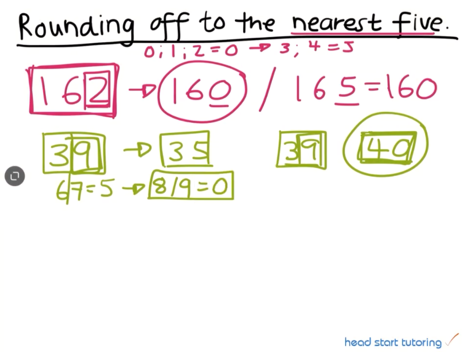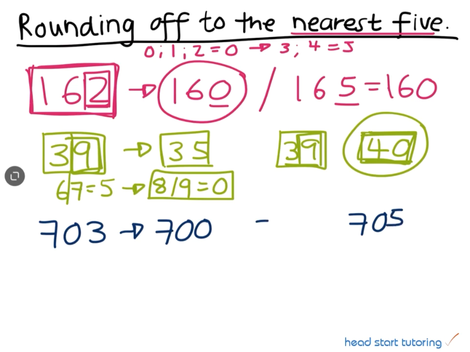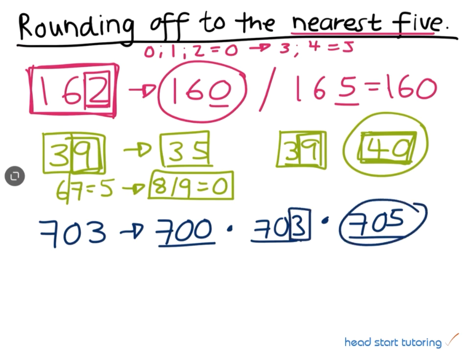If we have a look at the number 703, we know that 700 and 705 fall on either side of 703. So we need to decide, is 703 closer to 705 or 700? Because our unit there is 3, our answer will be 705. 705 is closer to 703 than it is to 700.